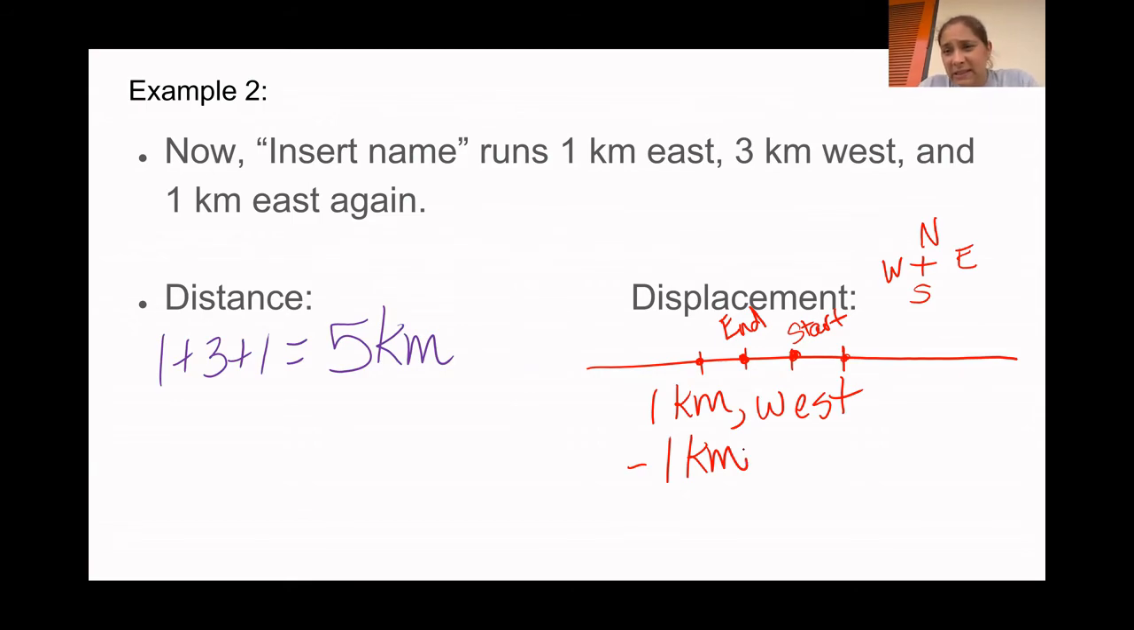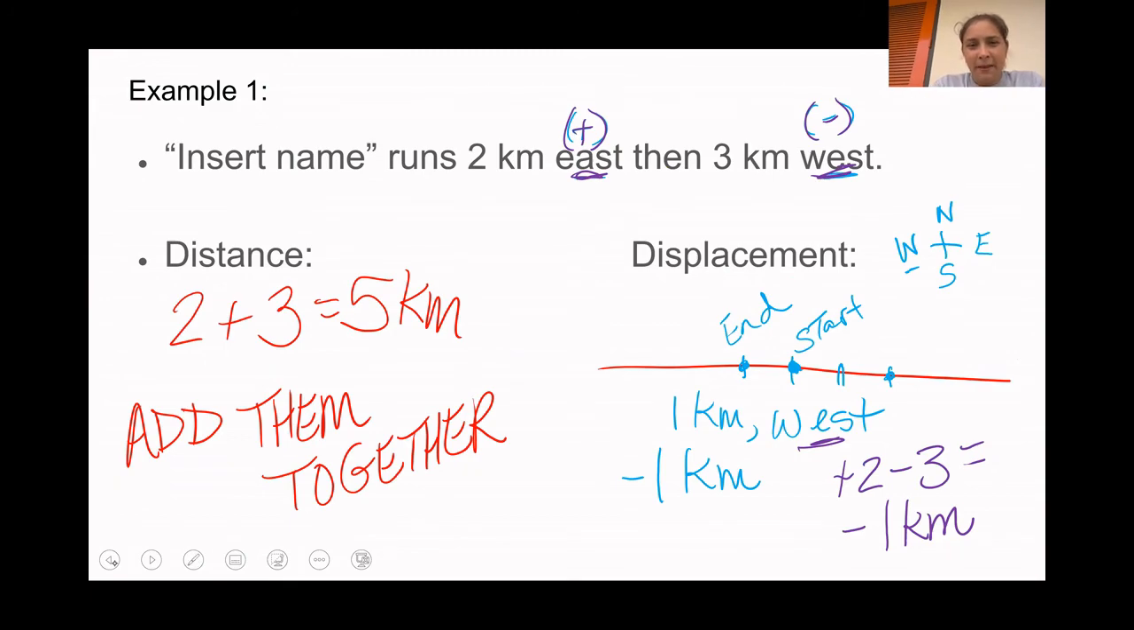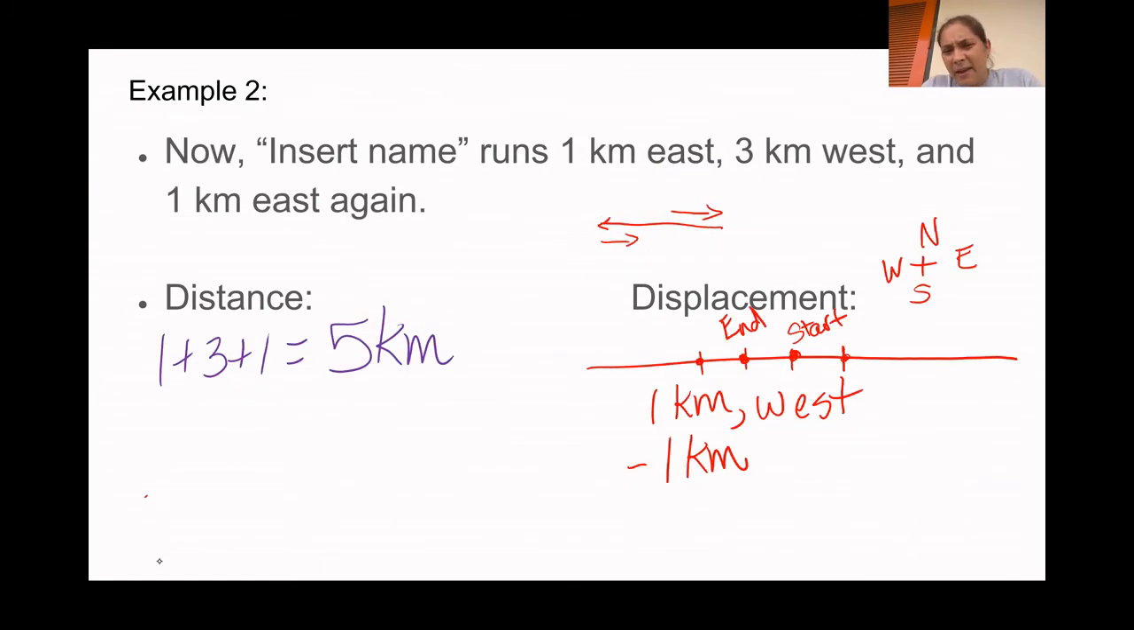Now, I purposely did this. I did this where you get the exact same distance and exact same displacement, but what you should notice is that the path itself is different. This one, we go east and then west and then east again. In the first example, it was simply east and then west. Only 2 stretches. But notice, same exact answers. Just the math in order to get to the final answer was a little bit different.